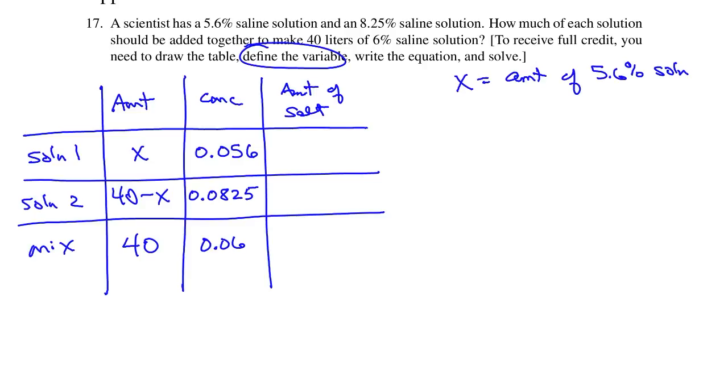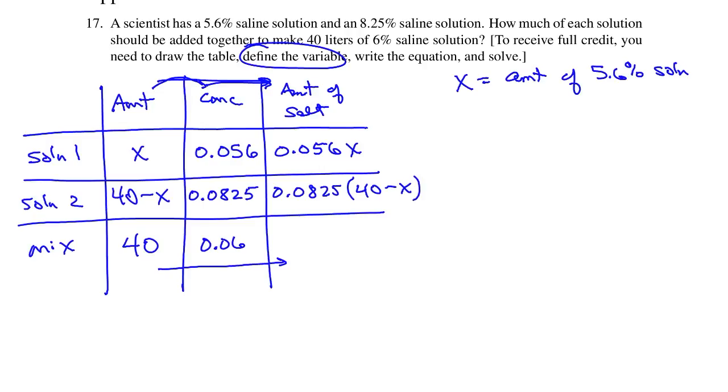Now, the amount of salt is equal to the amount that we're using times its concentration multiplied together. That gives us the amount of the salt. So I'm just going to multiply here from left to right. So we're going to get 0.056x, 0.0825 times 40 minus x. And then 40 times 0.06 is 2.4.